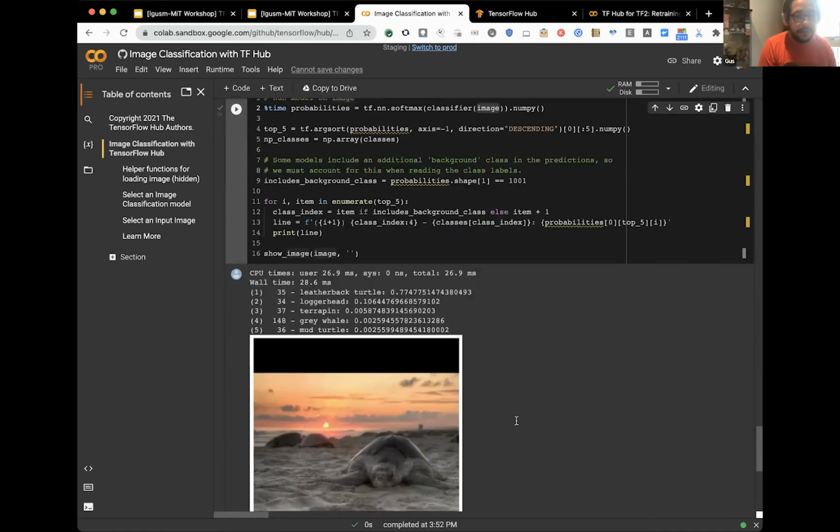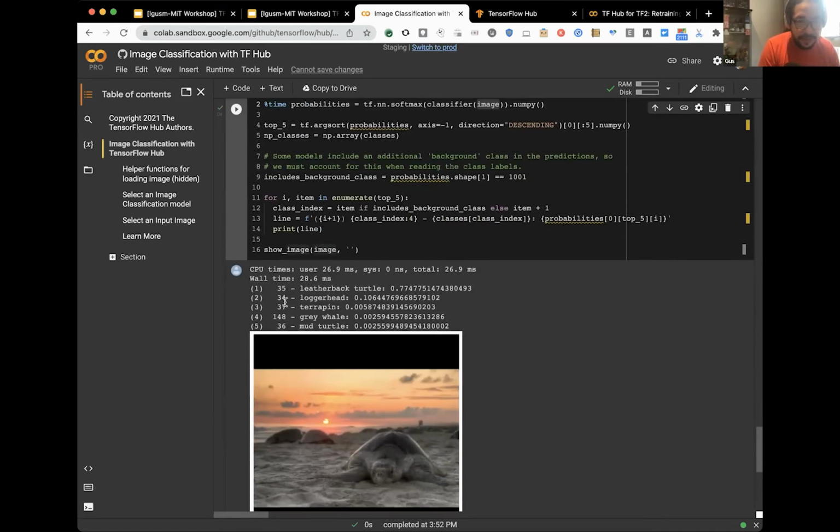So here you can see that for this image, there's a 77.77 likelihood that it's a turtle. So yeah, correct. Hooray, right? So the model is correct. And that's class 35. What does all of this mean? This model was trained on ImageNet 1K, right? So ImageNet 1K has 1,000 labels, and label 35 is a leatherback turtle. That's why it's written here.